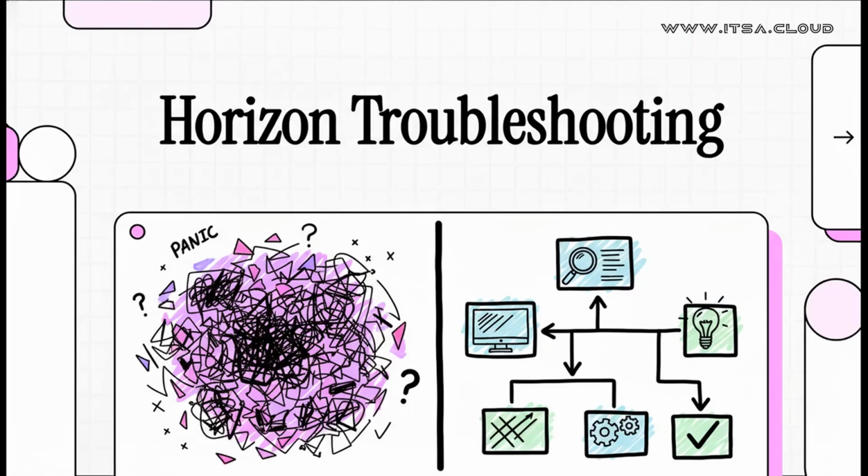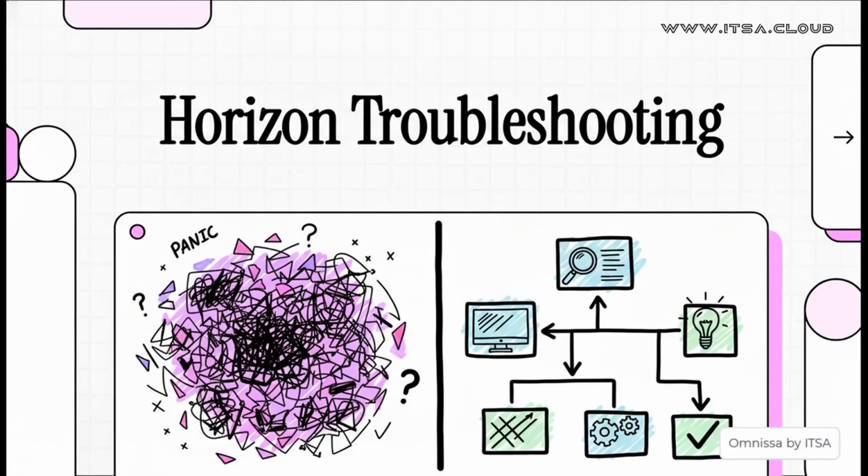We've all been there, right? That feeling of pure panic when a Horizon environment goes down and the tickets start flooding in. It feels like chaos. Well, today, we're going to swap that chaos for clarity. We're going to turn troubleshooting from a frantic scramble into a methodical, step-by-step investigation.